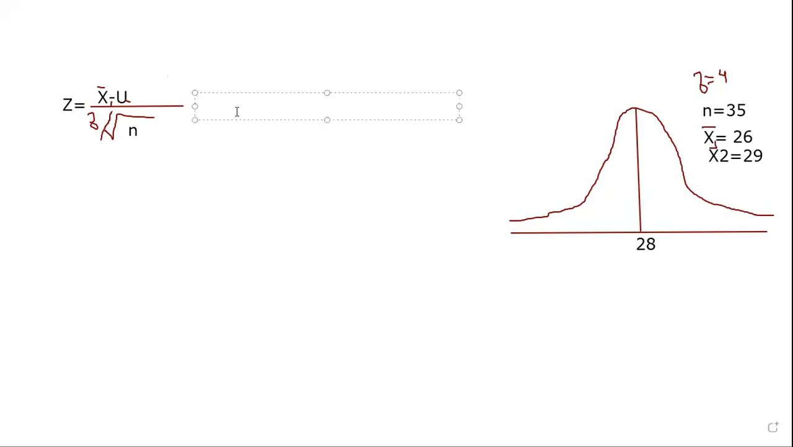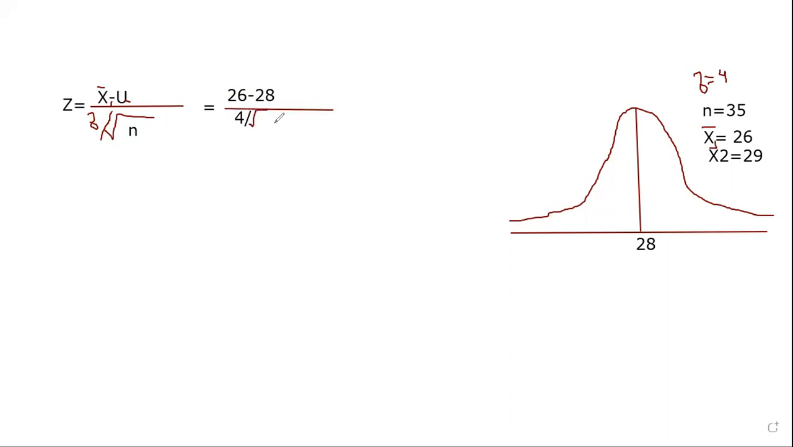Now we can put the values here. The values are 26 minus 28, divided by the standard deviation value, which is 4. You can write it in the form: 26 minus 28 by 4.